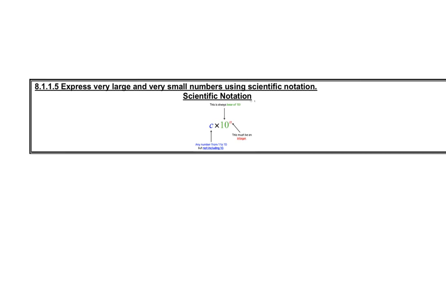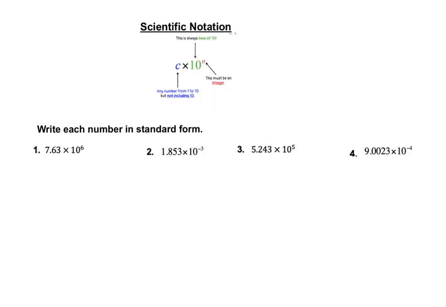In this lesson, we're going to express very large and very small numbers using scientific notation. So for our first example, we're going to be writing each number in standard form. Before we do that, let's take a look at the form of scientific notation.